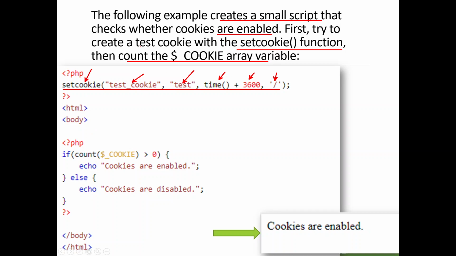Okay, so how do we check whether cookies are enabled here or not? By using the count. So count cookie. If it's greater than 0, then we print out cookies are enabled. Otherwise, we print out cookies are disabled. So that's how you're able to know whether cookies are enabled or not, by using the count function here.